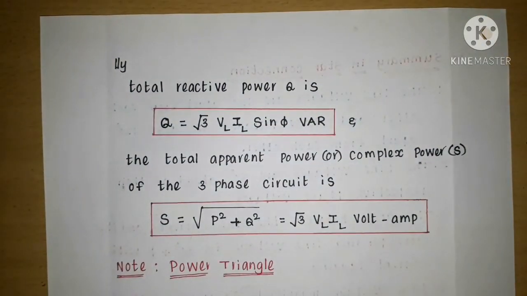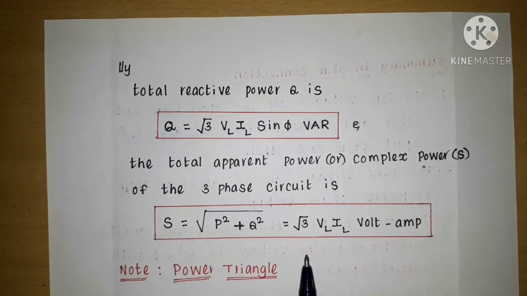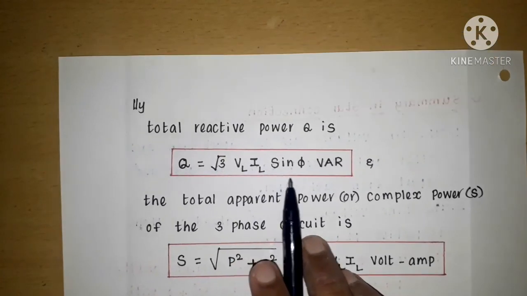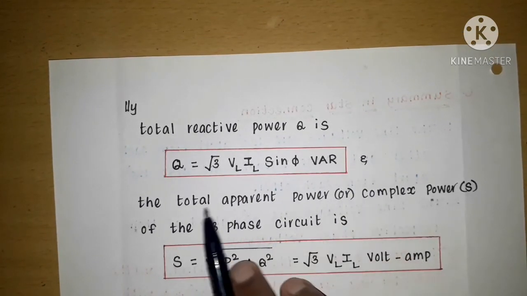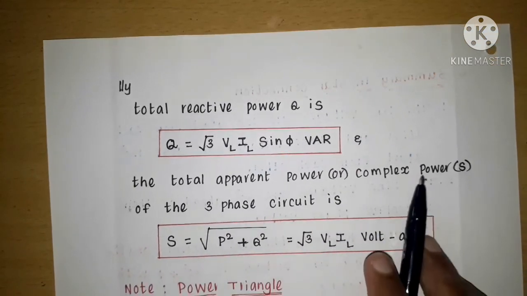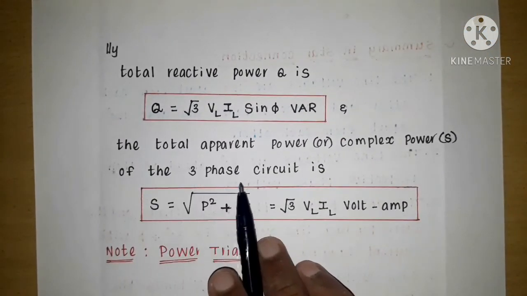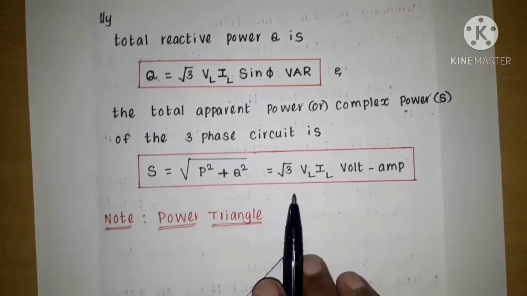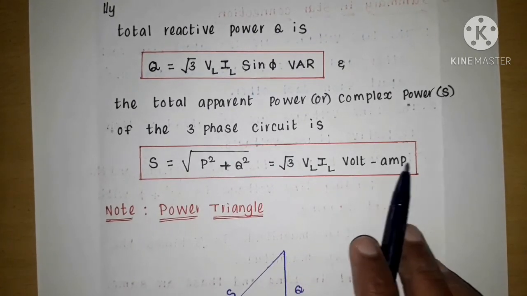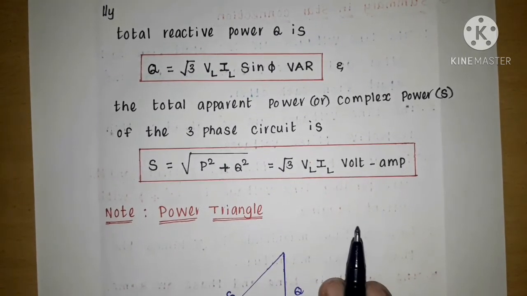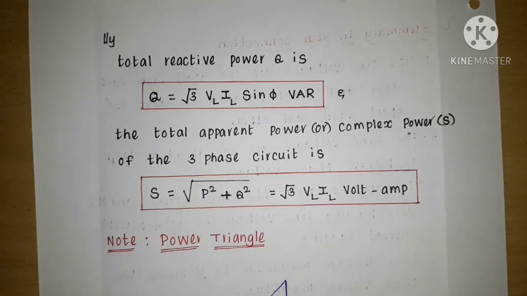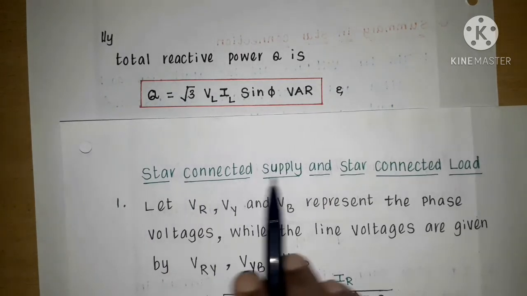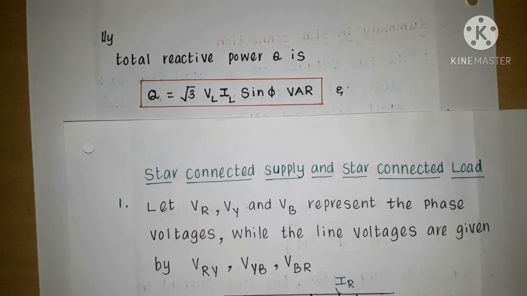Similarly, total reactive power Q equals root 3 VL IL sin phi var, and the total apparent power or complex power S of the three phase circuit is S equals root over P square plus Q square, which equals root 3 VL IL volt amperes. So this is about star connected supply.